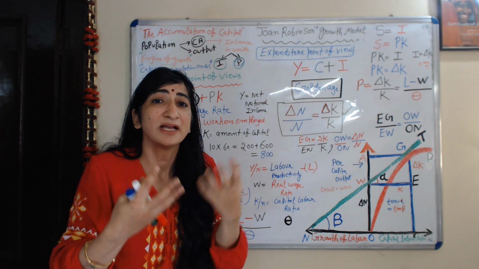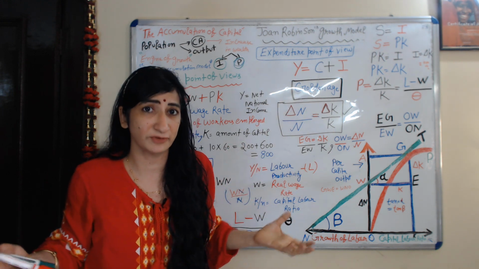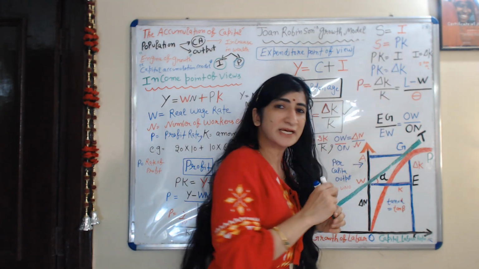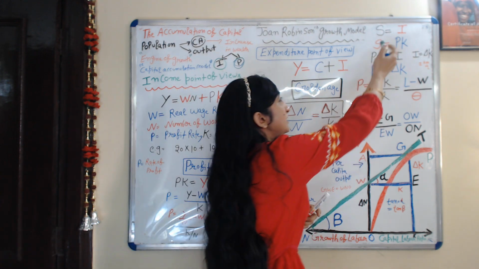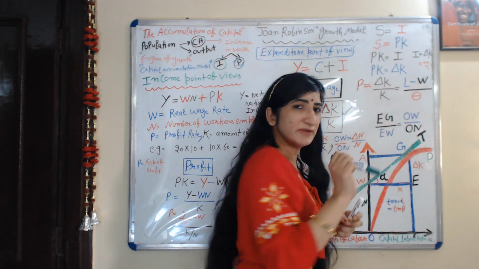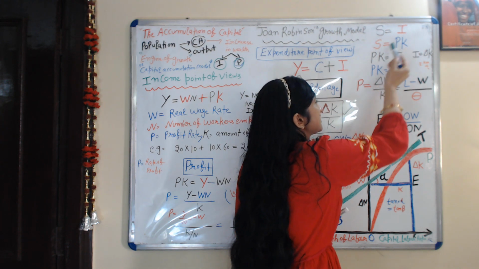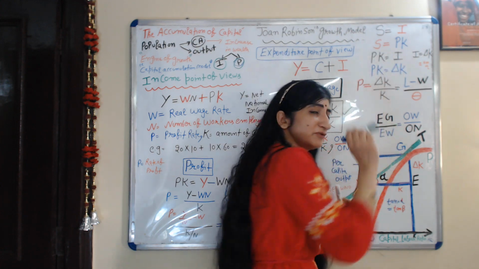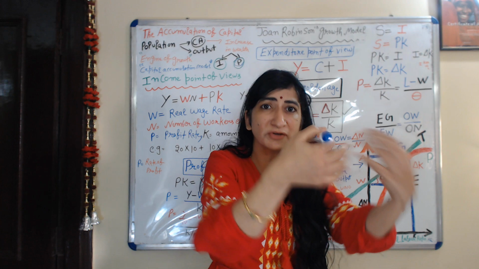Now, ultimately, profit becomes the saving of the businessman, if we think about that. So according to this model, saving is equal to PK, saving is equal to the amount of profit. And according to Keynes, saving is equal to investment. From these two equations, we can say that PK is equal to investment, or investment is equal to PK. Obviously, this profit is going to be invested.